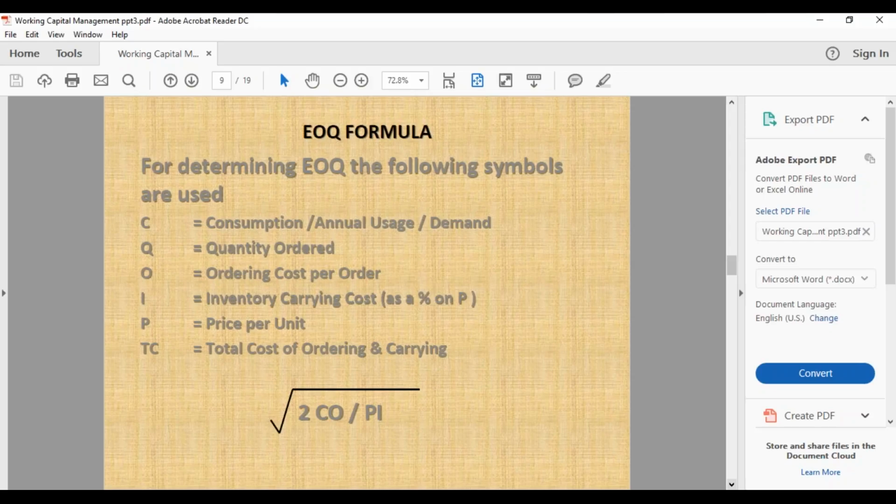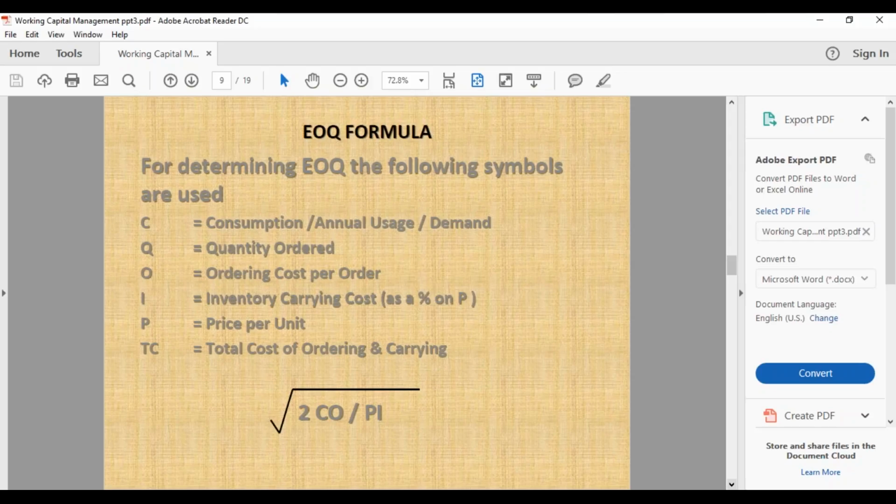CO or CQ? CO. CO, right? No? Okay, yeah.